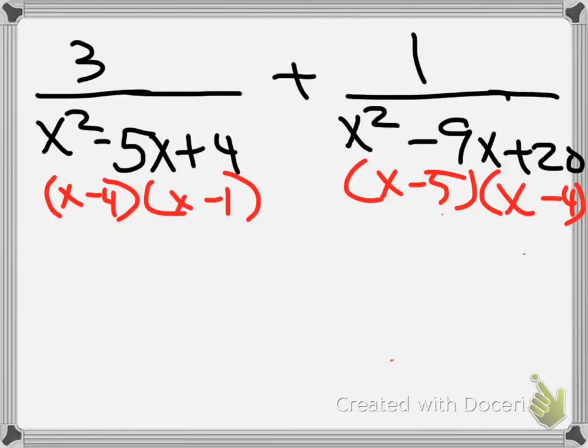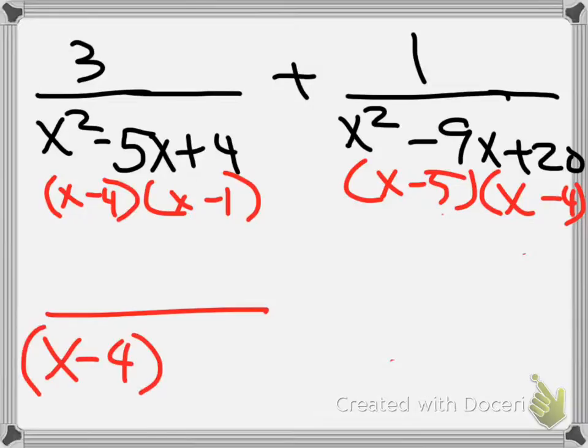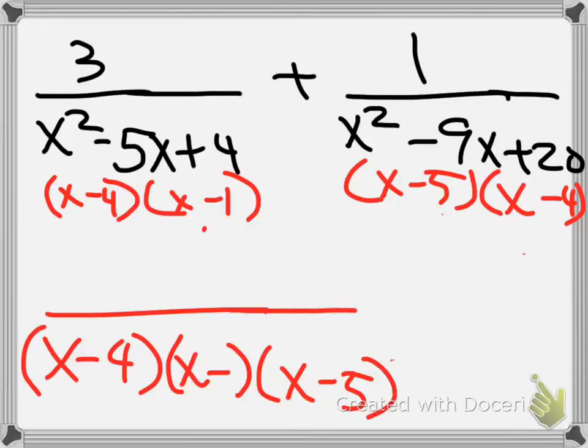Now, is there anything in common in both of these? Yes, the x minus 4. So when we're doing our common denominator, since there's one in both of them, we only take the highest amount of them, which is one of them. Is there an x minus 1 in the other one? No, so we'll have to do x minus 1, and then x minus 5 too.